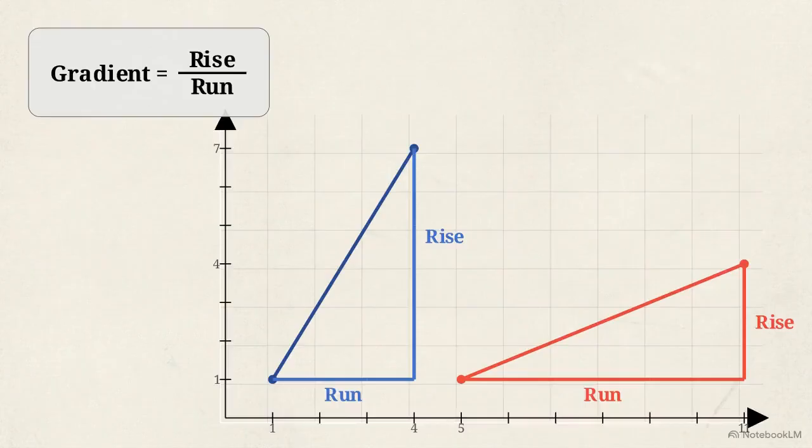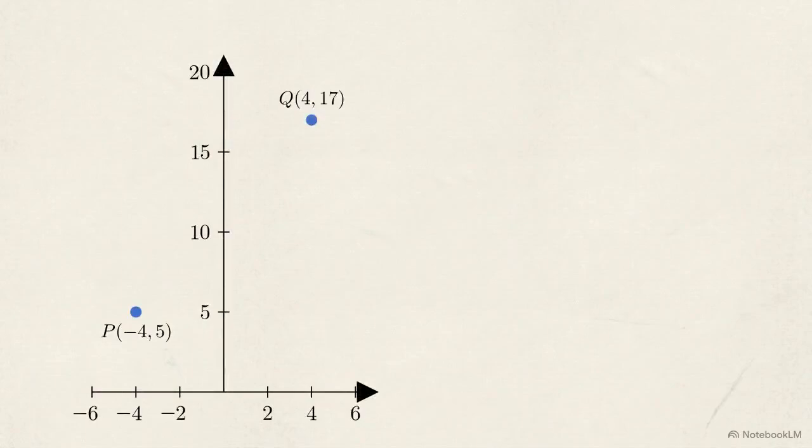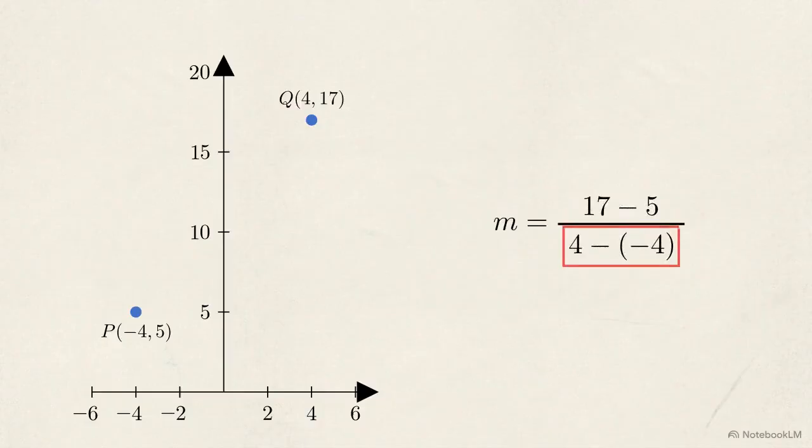To calculate this without drawing stairs every time, we use a single formula. By subtracting the y values to find the rise and dividing by the difference in the x values to find the run, we extract an exact number for any slope. Let's look at this coordinate plane showing points P at -4, 5 and Q at 4, 17. To find the gradient of the line connecting them, we substitute these specific coordinates directly into our fraction, 17 minus 5 on top, divided by 4 minus -4 on the bottom.